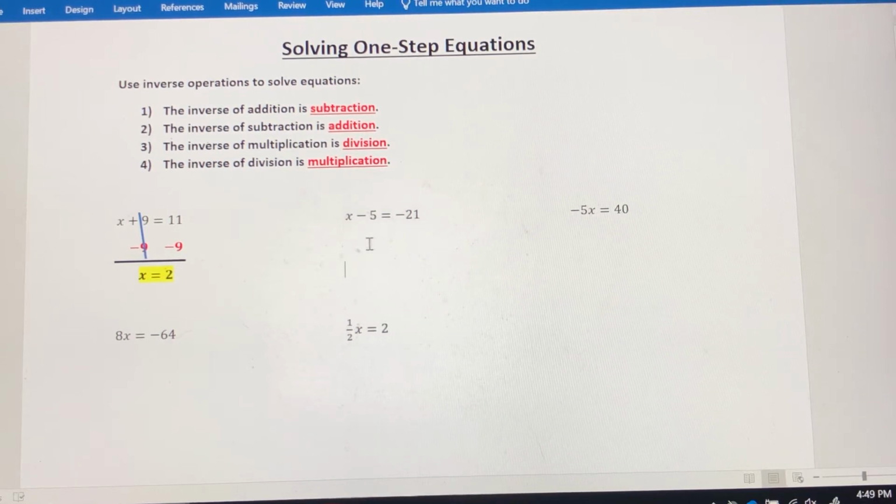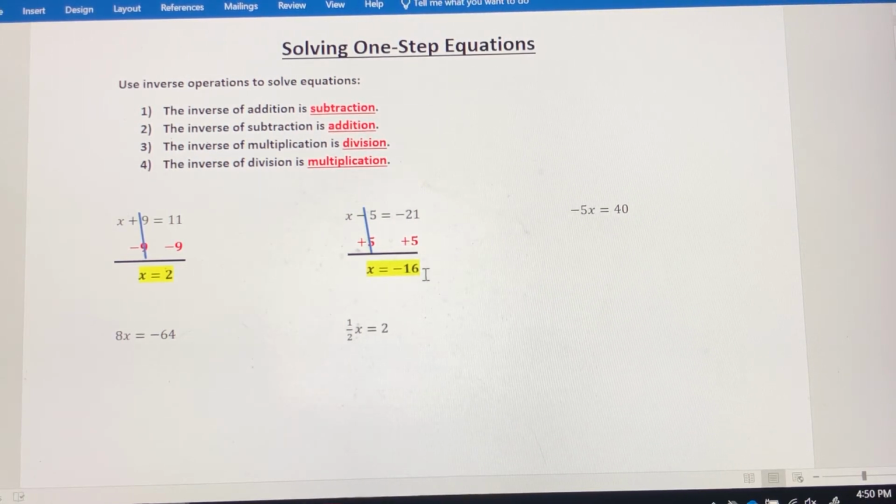Okay? Let's look at the second one here. x minus 5 equals negative 21. All right, so what's happening to x is we're subtracting 5 from it. So in order to get x by itself, in order to isolate x, we're going to want to use the inverse. So the inverse of subtraction is addition. So I'm going to add 5 to both sides. Okay? Now, again, the reason we do that is because when we use those inverse operations, these are going to cancel out. A negative 5 and a positive 5 cancels out, okay? So on the left side, that's going to leave me with x. On the right side, I get negative 21 plus 5, which is negative 16, okay?